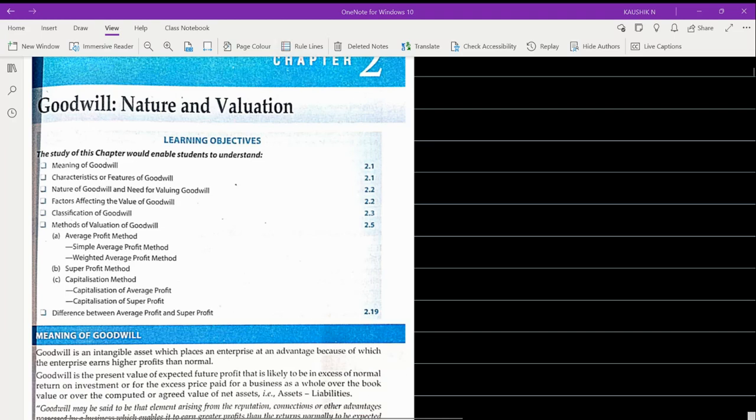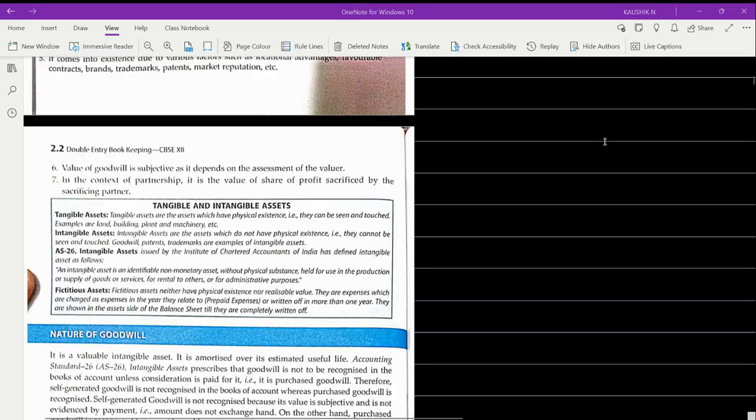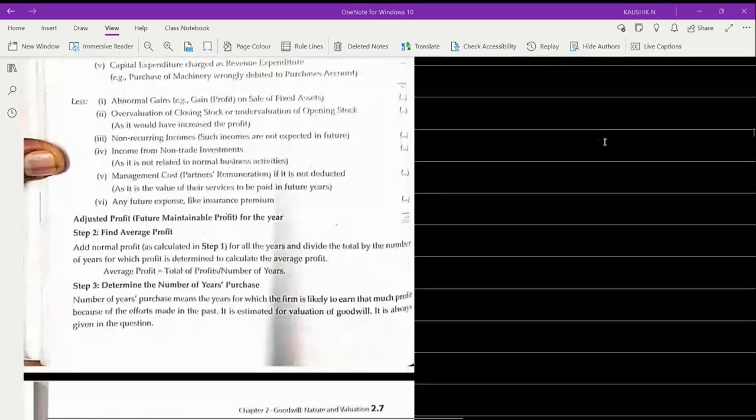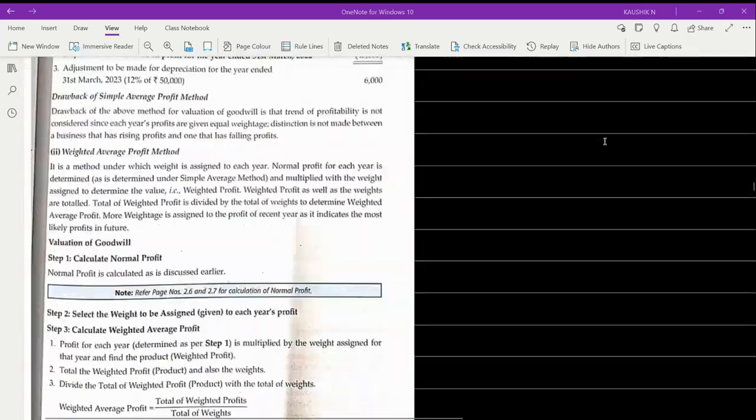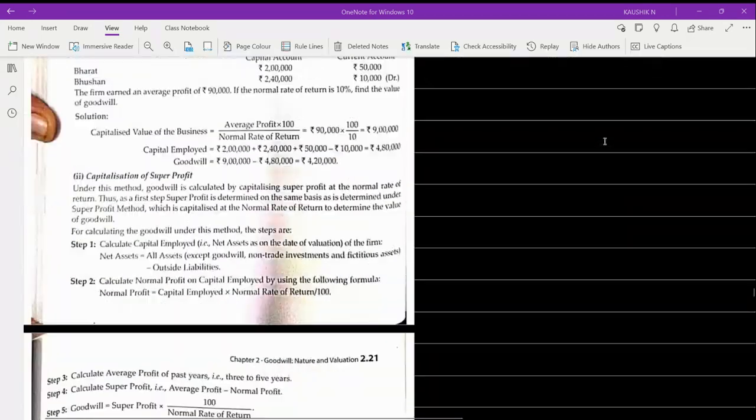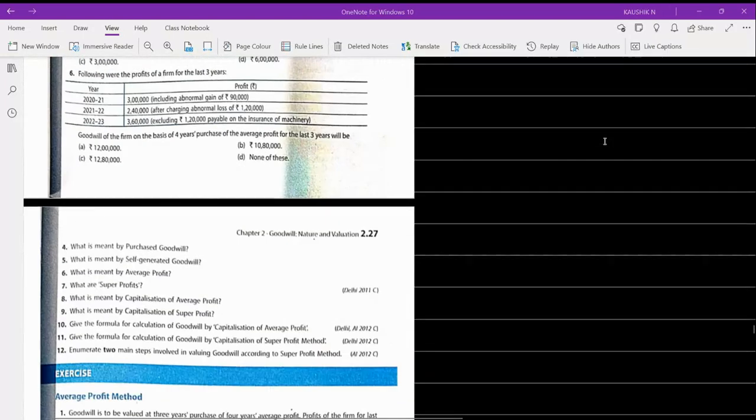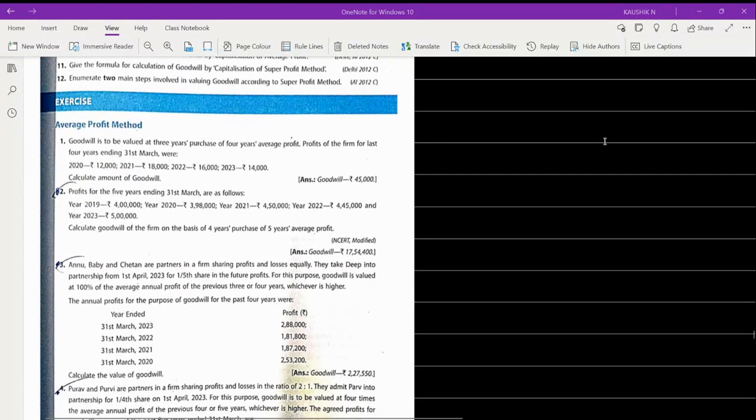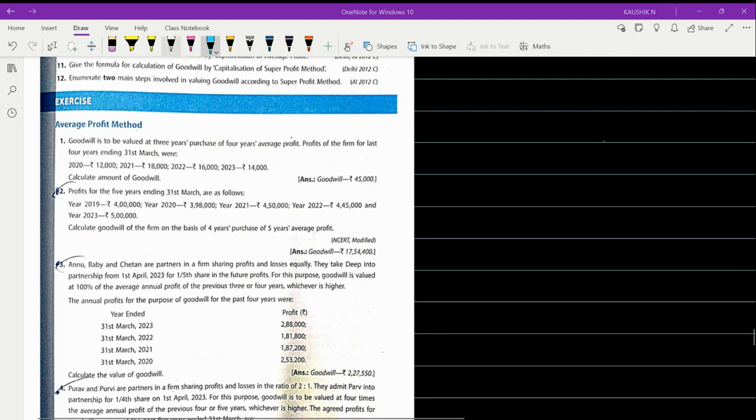Right. So, first one, average profit method, the exercise problem. Kindly go to your textbook, have your textbook along with you. Okay. So, the problem number two. Let us work out the problem number two. Read the question what they have said.